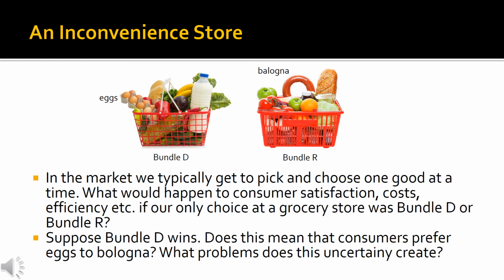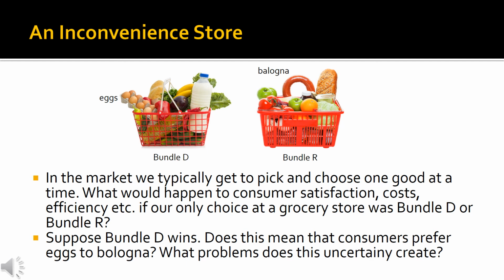So in a market setting, what would happen to consumer satisfaction, to cost, efficiency, all these things, if our only choice at a grocery store was, in this example, bundle D or bundle R? So you have to choose which of those better meets your needs, but you can't choose individual things within that actually meet your needs. So let's say in this example that people vote and bundle D wins, so everyone that goes to the grocery store has to purchase bundle D.